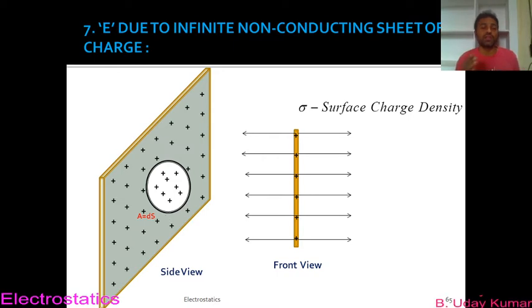So if the area of the element that I have chosen on this sheet is denoted by A or ds, and if the charge present on this element is Q, then I can find sigma in terms of Q.